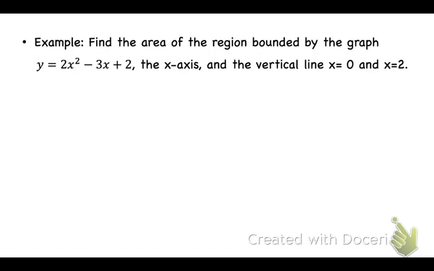Okay, find the area of the region bounded by the graph y equals 2x squared minus 3x plus 2, the x-axis, and the vertical lines x equals 0 and x equals 2. What is the other name for the vertical line x equals 0? The y-axis. Thank you very much. Okay, so we probably should graph it.